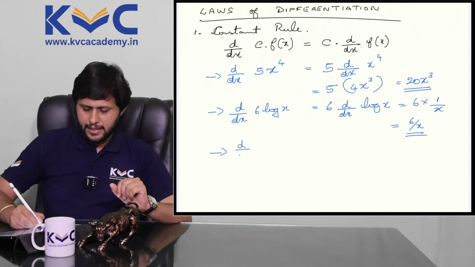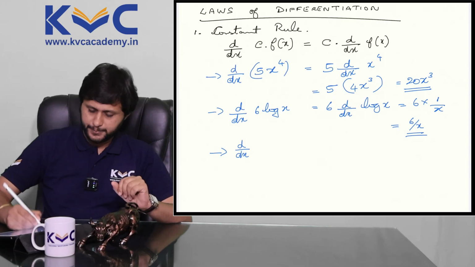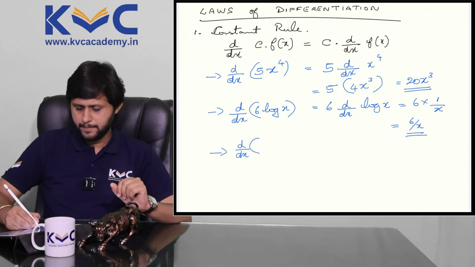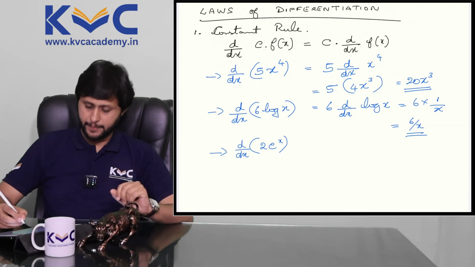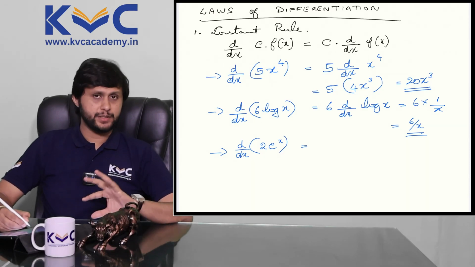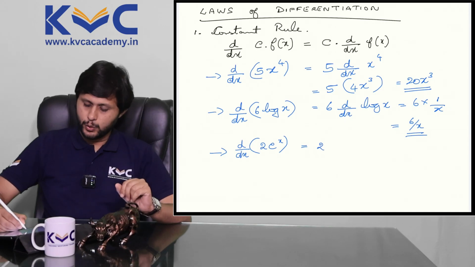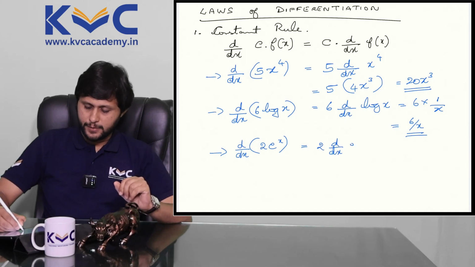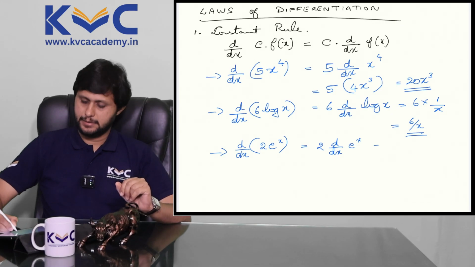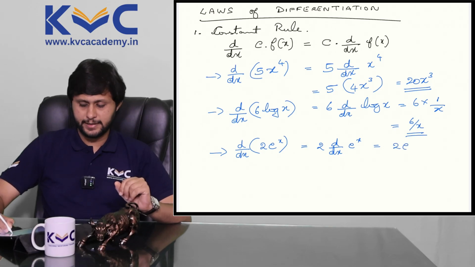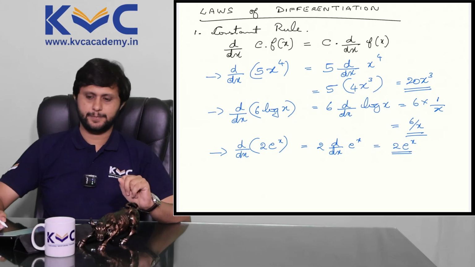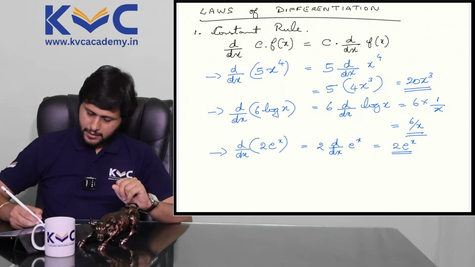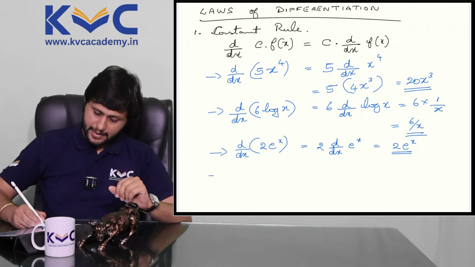One more example. Let's take differentiation of 2e to the power x. Fine. 2e to the power x. 2 is constant. Keep it outside. 2 times differentiation of e to the power x. So differentiation of e to the power x is e to the power x itself, and we have got the answer. Fine. Let's take one more example.